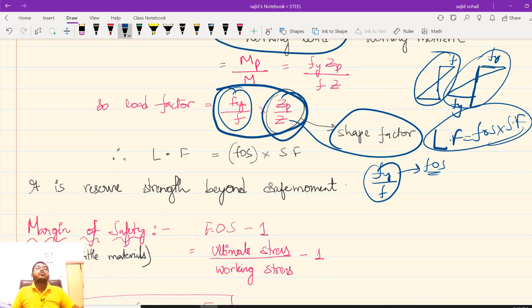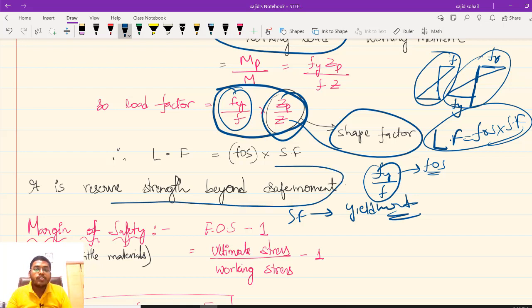It also denotes what? Reserve strength beyond your safe moment. Whereas what was your shape factor denoting? It was reserve strength beyond yield moment. So going with the definition, what does your load factor define? It defines the reserve strength beyond your safe load or safe moment. Reserve strength beyond your safe moment is your load factor, whereas your reserve strength beyond your yield moment is your shape factor. I hope you will remember it.